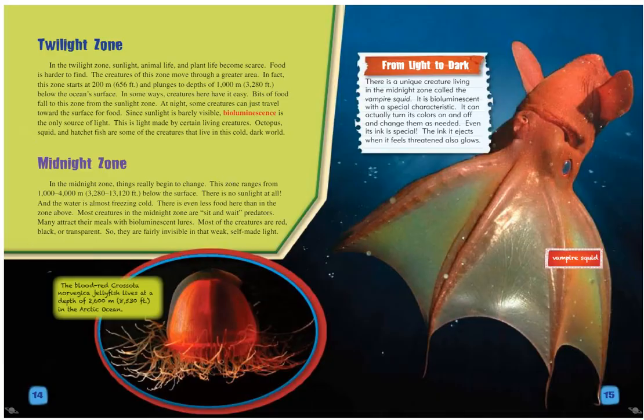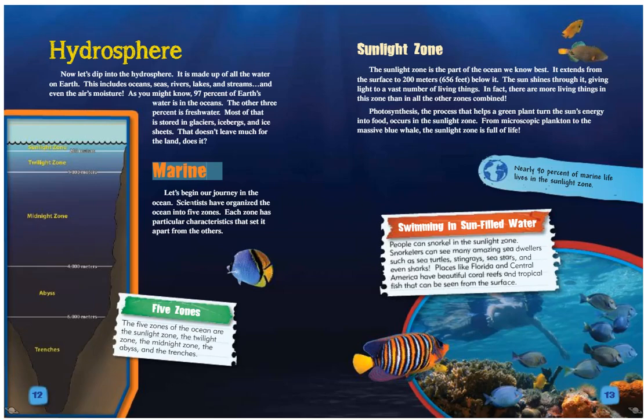Marine. Let's begin our journey in the ocean. Scientists have organized the ocean into 5 zones. Each zone has particular characteristics that set it apart from the others. So what are those 5 zones of the ocean? They're organized by how deep they are. So the 5 zones of the ocean are the sunlight zone, the twilight zone, the midnight zone, the abyss, and the trenches at the very bottom.